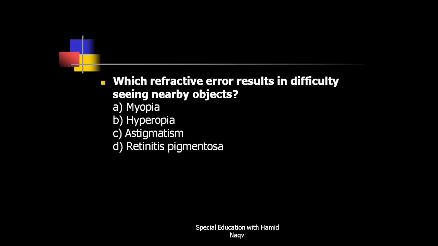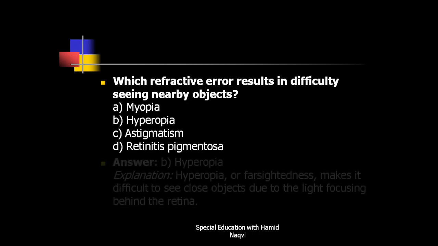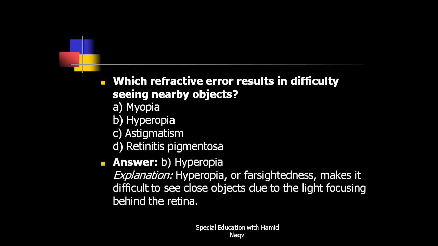Next, which refractive error results in difficulty seeing nearby objects? Myopia, hyperopia, astigmatism, retinitis pigmentosa. Answer is hyperopia. Hyperopia or farsightedness makes it difficult to see close objects due to the light focusing behind the retina.